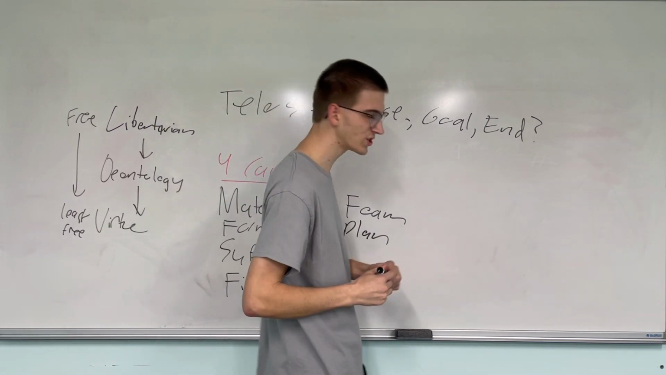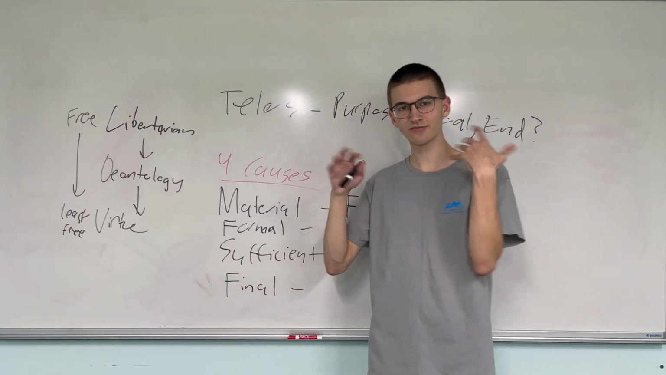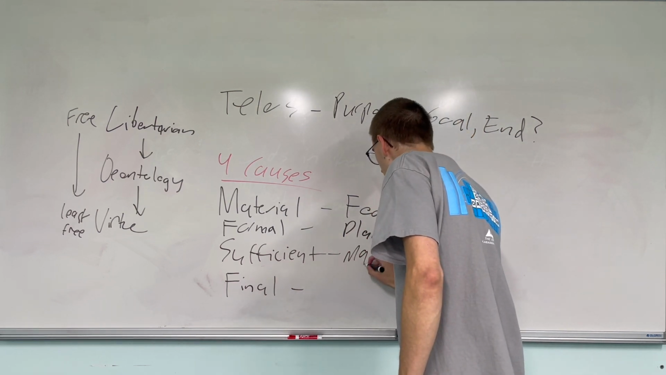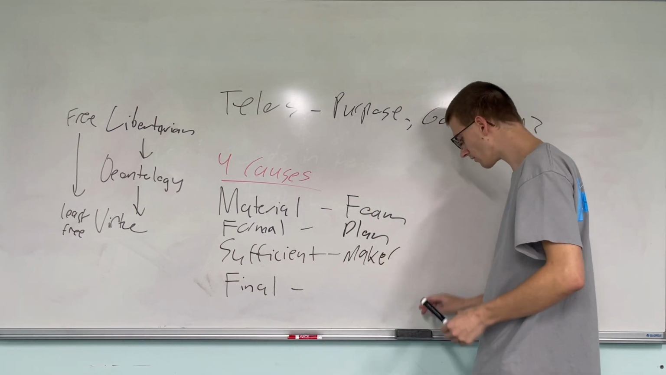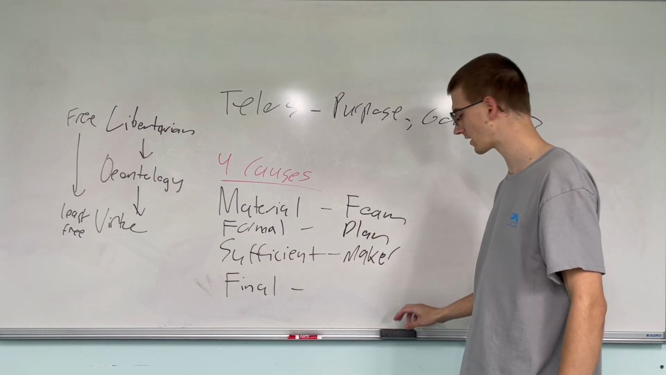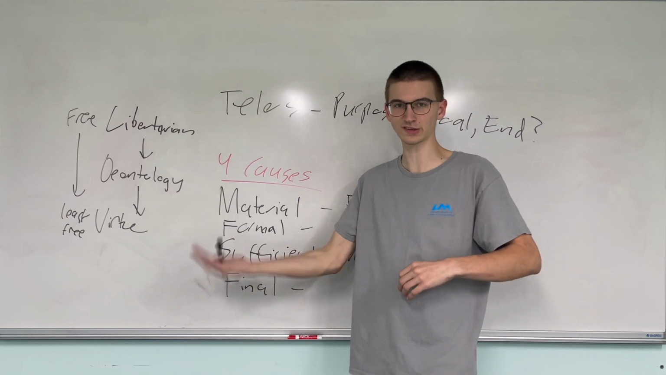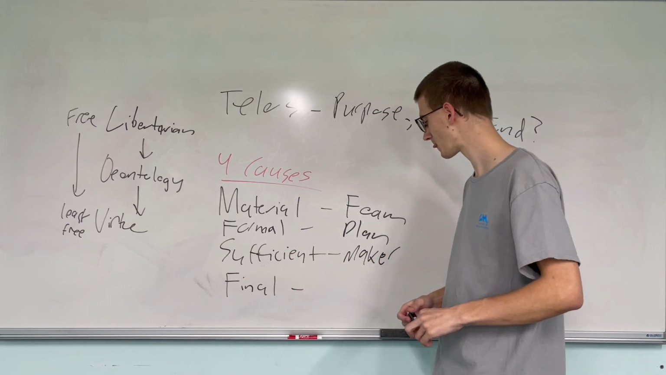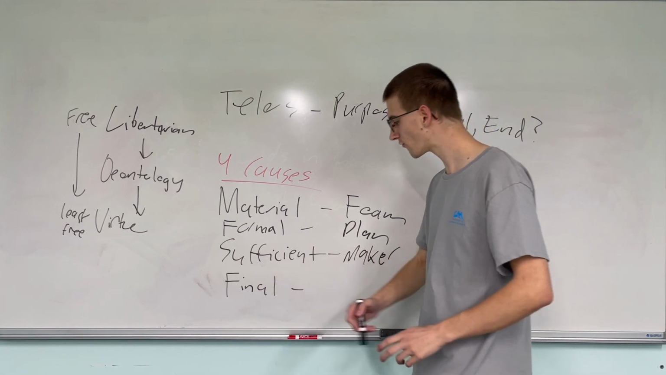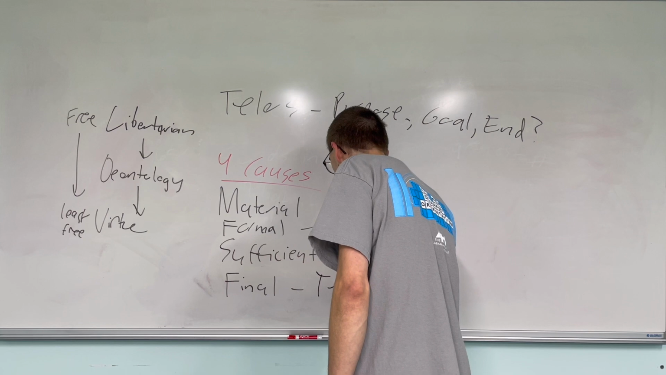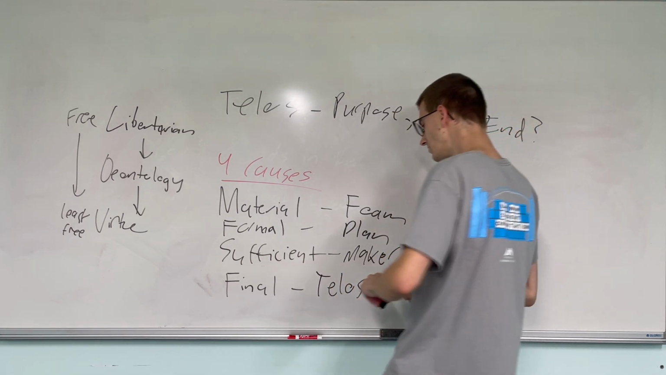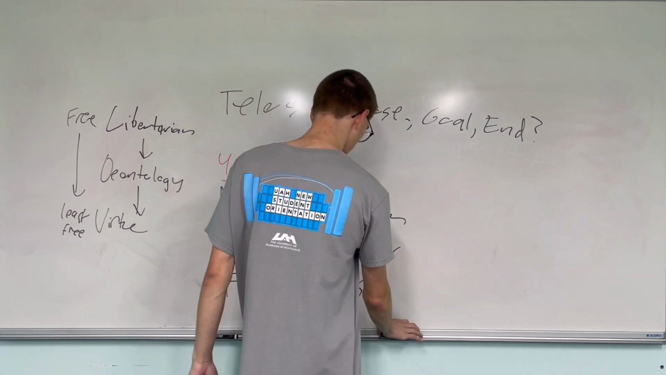Now we've got the sufficient cause. Think of this as the sufficient condition that allows this thing to exist, namely the maker. So whoever manufactured this, whether it's a specific person or whether it's a company, that's a whole other thing, whether or not companies are people or corporations are people. But the sufficient cause is the maker of the thing. Now the final cause is what we are most interested in. This is the telos, the end towards which this is created.